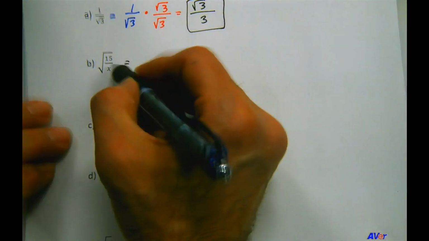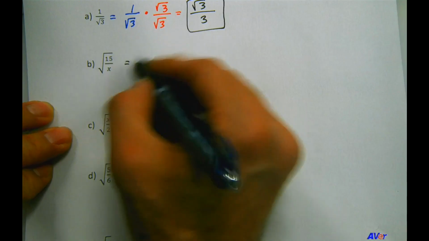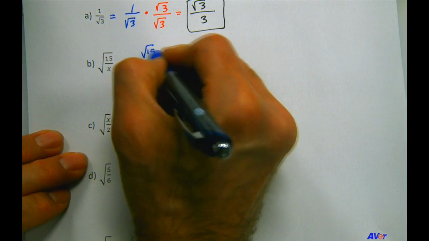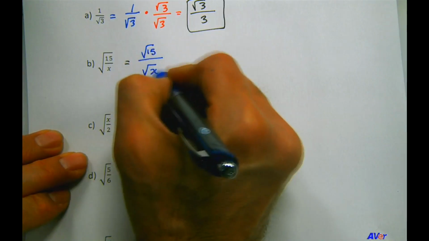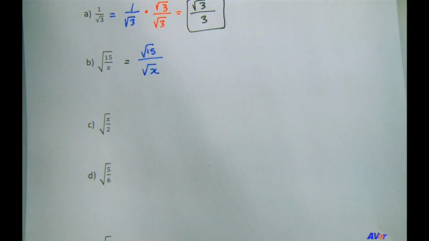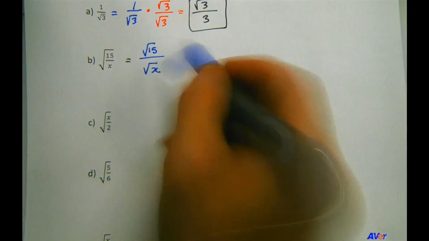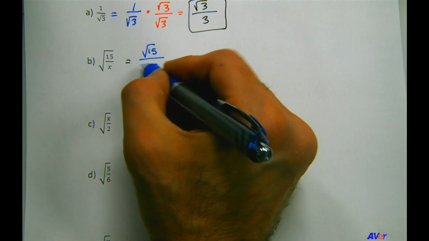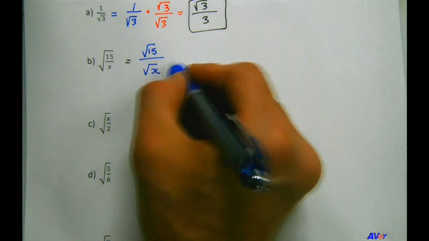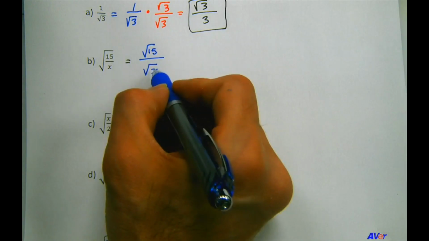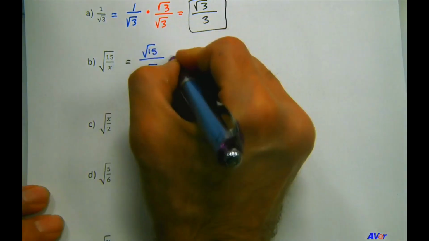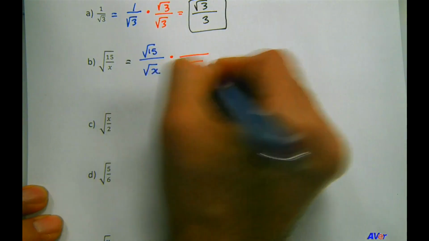Okay, so here, let's use one of the properties we know, which is break this up into square root of 15 over square root of x, right? That's one of the properties we learned earlier on the first page of this set of lecture notes that we can do, right? That's one of the properties. So now, to get rid of the square root of x in the denominator, we've got to multiply it by square root of x. Why?